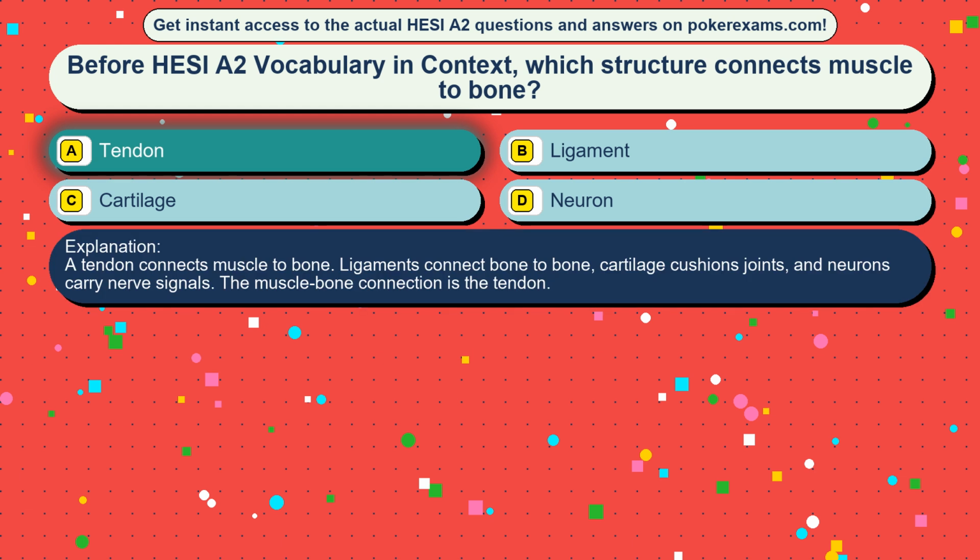A tendon connects muscle to bone, ligaments connect bone to bone, cartilage cushions joints, and neurons carry nerve signals. The muscle-bone connection is the tendon.